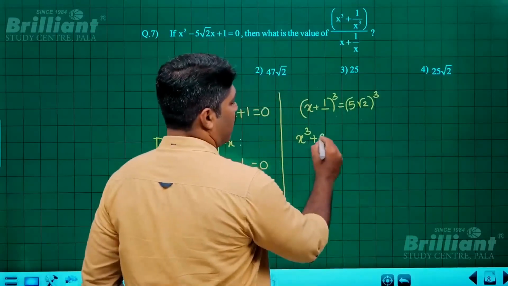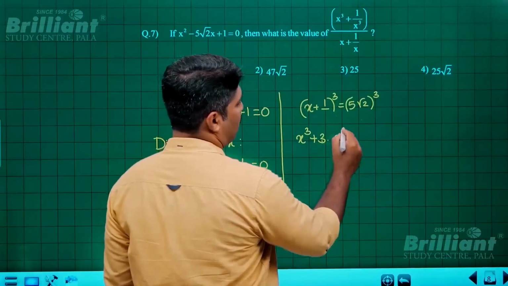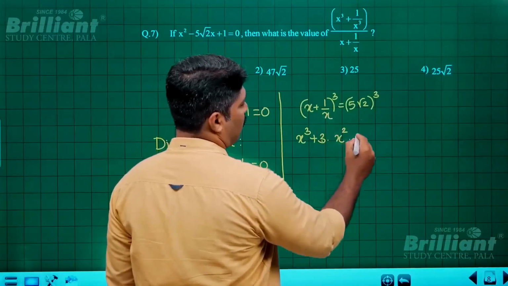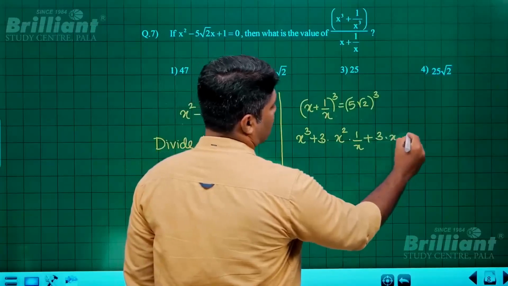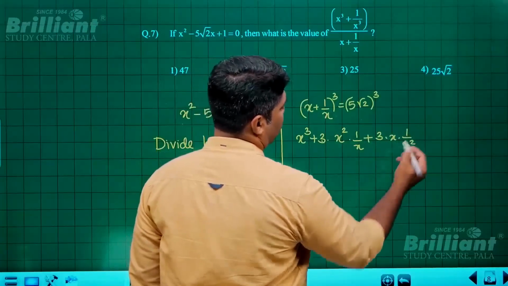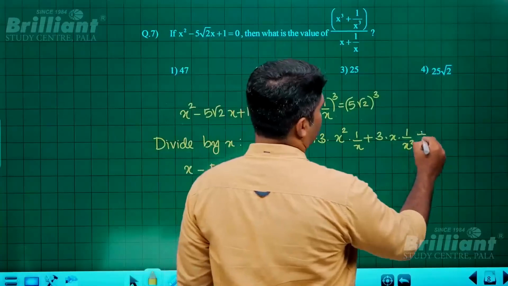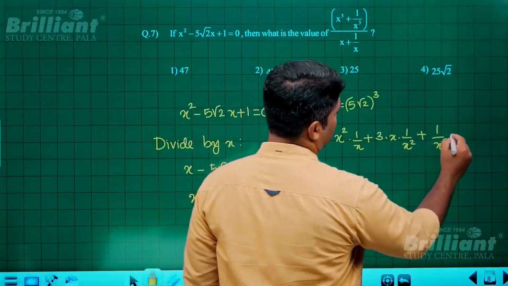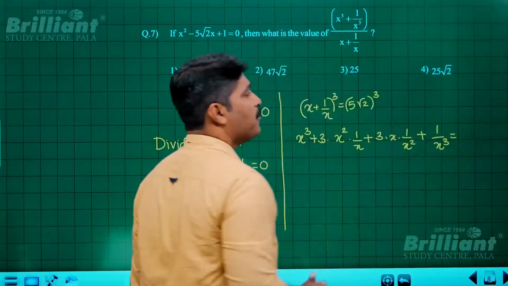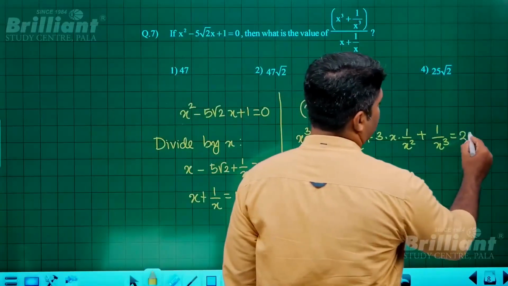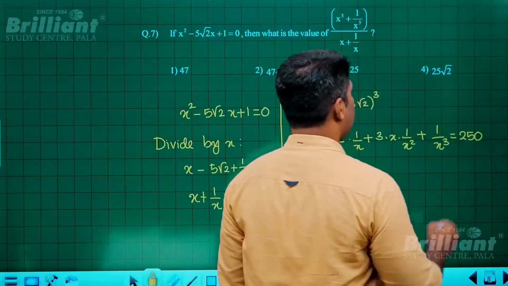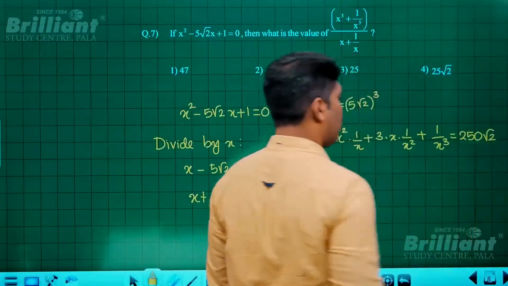So the second value, 3a square b: 3 into x square into 1 by x, plus 3ab square: 3 into x square, 1 by x square, plus b cube, b cube means 1 by x cube. So that is (5 root 2) cube, so 5 root 2 cube will be equal to 250 root 2. Got it?